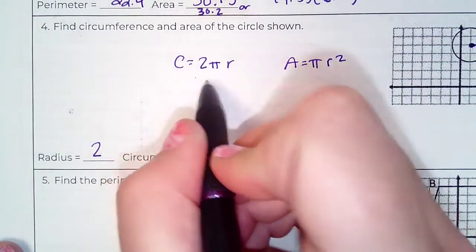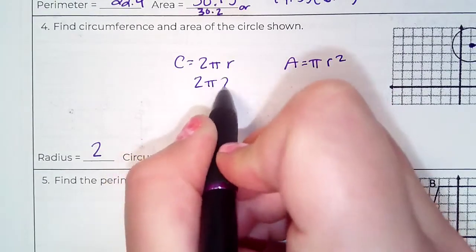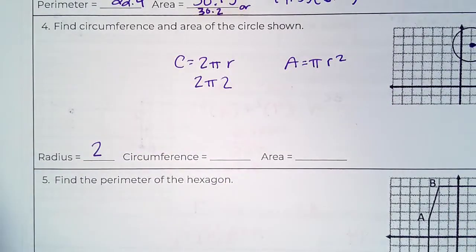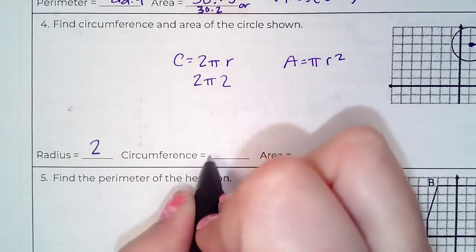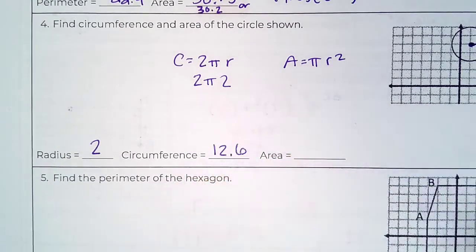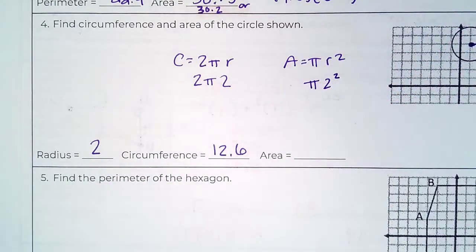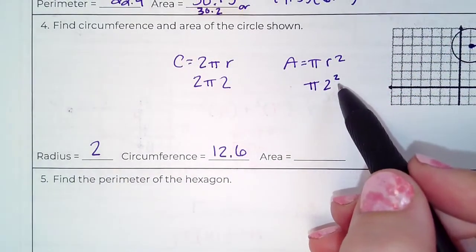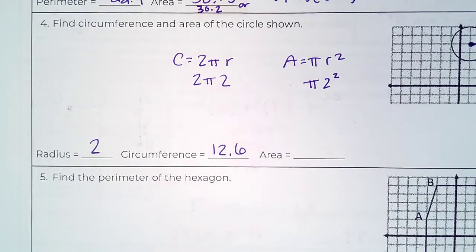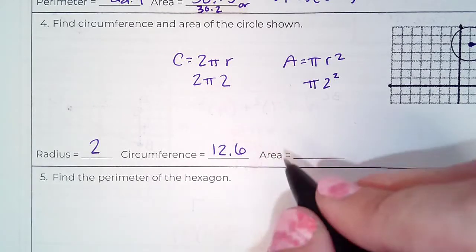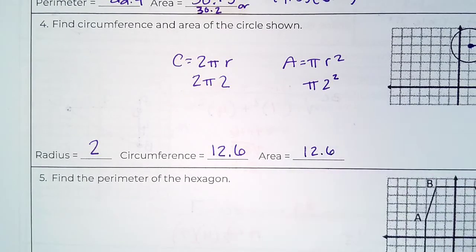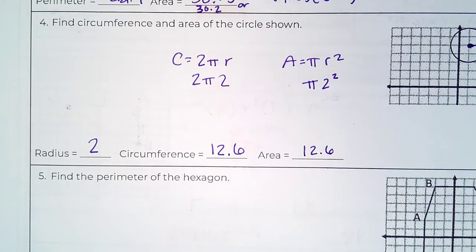So for circumference, 2 pi times 2. 12.6. And for area, pi 2 squared. Well, 2 squared is 4, and we already had 2 times 2 here, so it should be the exact same thing. Yep, 12.6. So just so happens area and circumference are the same. That does not happen often.